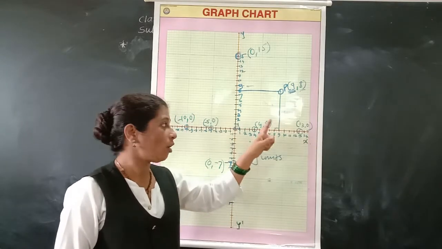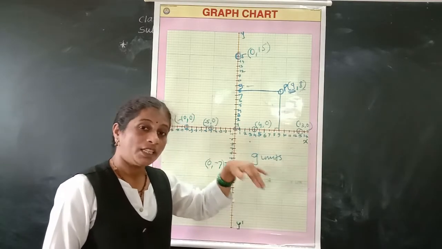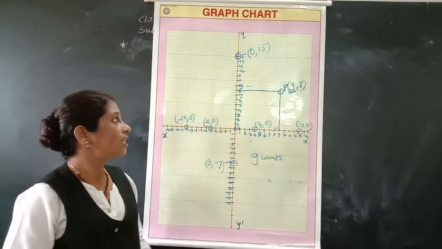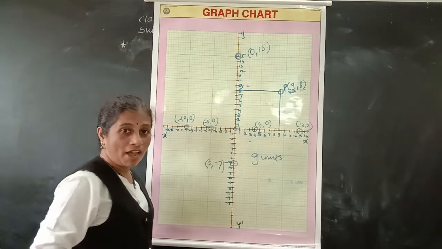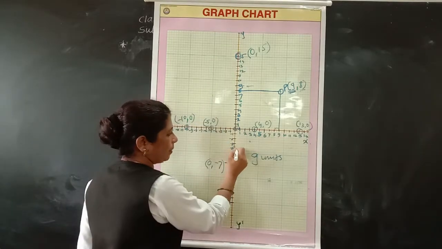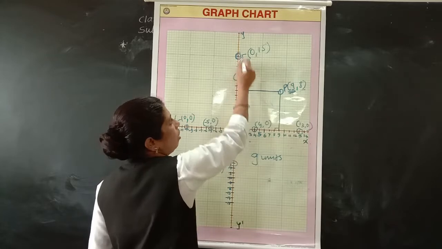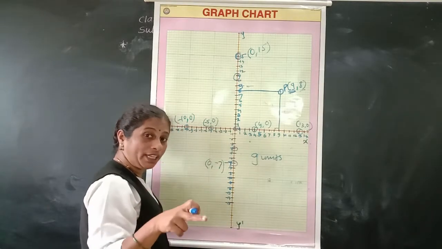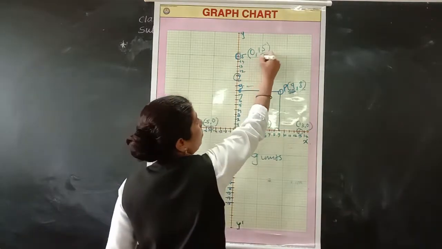Understood? Or when the ordinate is 0, then that point lies on which axis? X-axis. Understood? Similarly, for the y-axis, if any point lies on the y-axis, then what will be the ordinate?